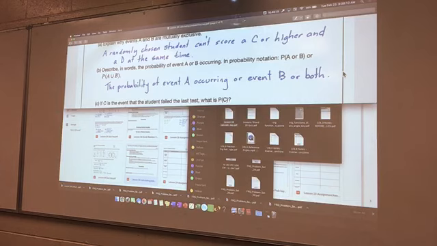Is this related to mutually exclusive things or just general? I mean, it's related to mutually exclusive. It's talking about, just in general, the union and the or part of it.